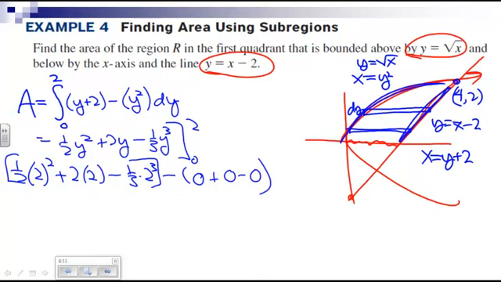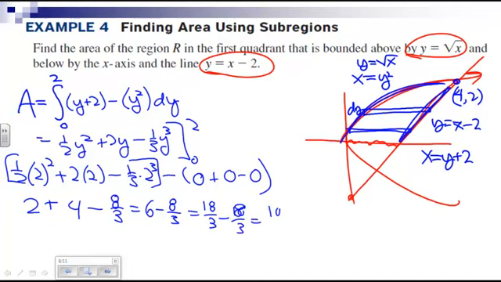As the French would say, très bien. And let's clean this up. 2 squared is 4 over 2. That's 2. 2 times 2 is 4, and minus 8 thirds, or 6 minus 8 thirds. 6 in thirds is going to be 18 thirds. 18 thirds minus 8 thirds is equal to 10 thirds. Now, which way would you prefer? That one. Definitely, the integral is a lot easier.